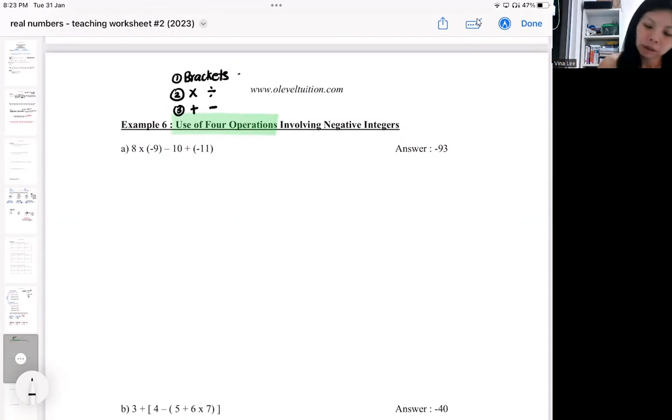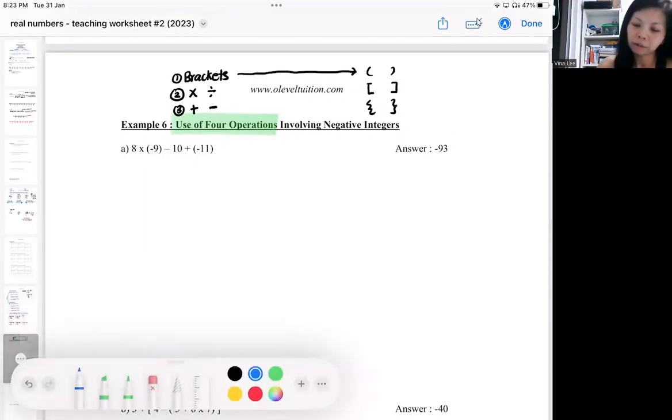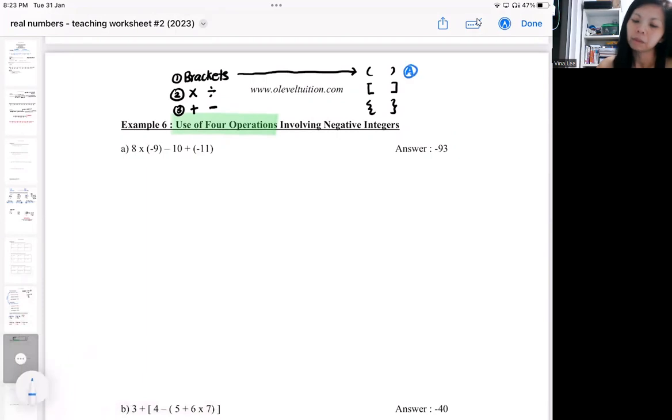So in secondary, you actually have 3 types of brackets. There will be round bracket, which you know. There will be square bracket. Then you will have curly bracket. So when you have 3 brackets, which one do you handle first? This will be the first bracket to handle. Then this will be the second bracket to handle. This will be the third bracket to handle. You will see all these brackets later on.